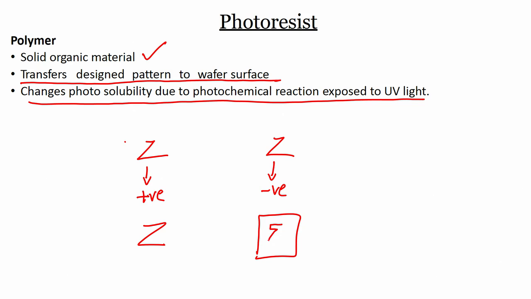So, let me draw like this. So, it is easier for us to understand. Everything except this area, which is exposed, will be strong, and the area which is not exposed will be weak. The area which is not exposed will get weak. You can very clearly see what we are getting. It is absolutely opposite of the positive photoresist, right.